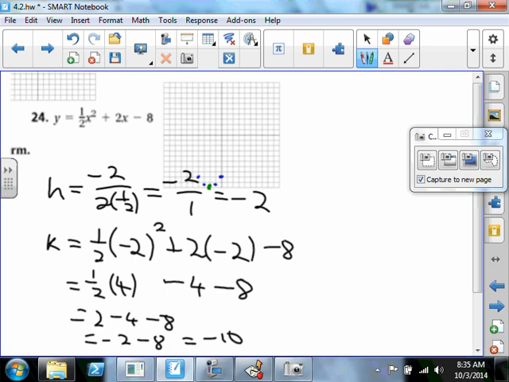But I'm multiplying that y part, that 9, by half. So I would go over 3 and up 1, 2, 3, 4 and a half. And that's how I'm getting those other points. So there we go. There's that one. Okay, that's 24.